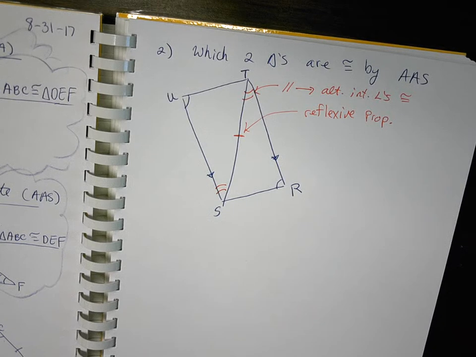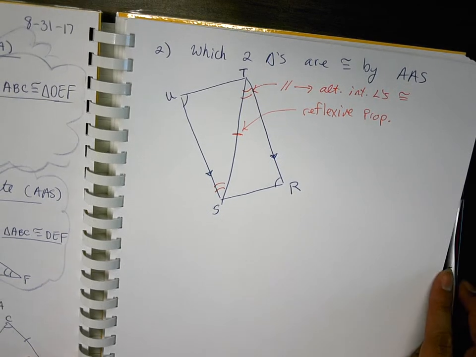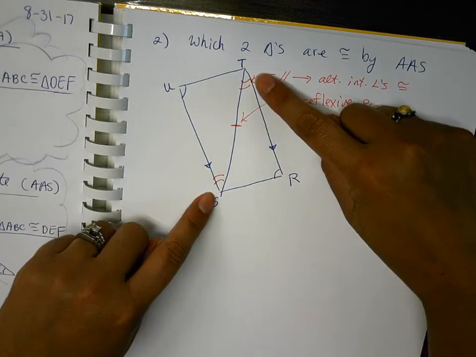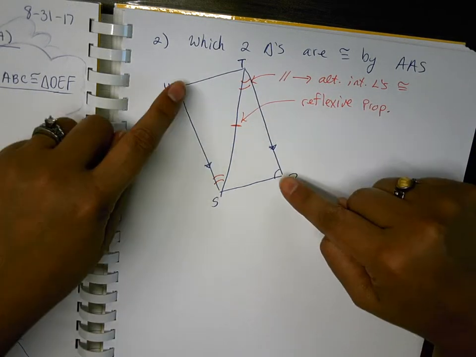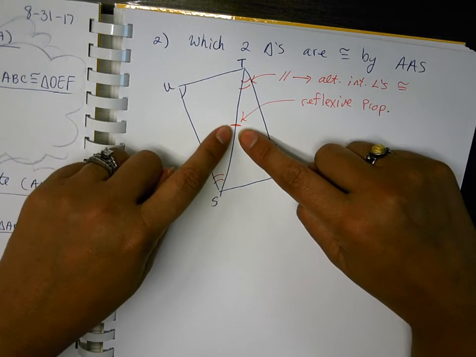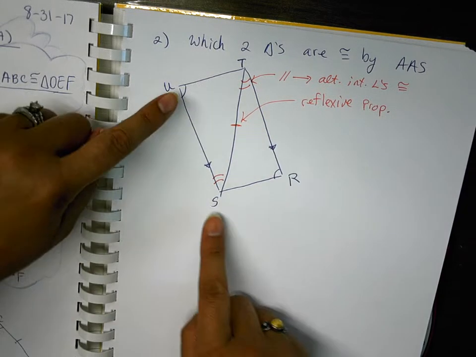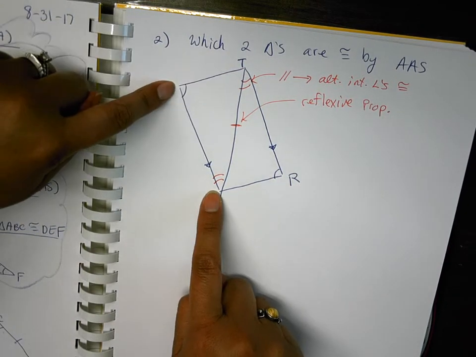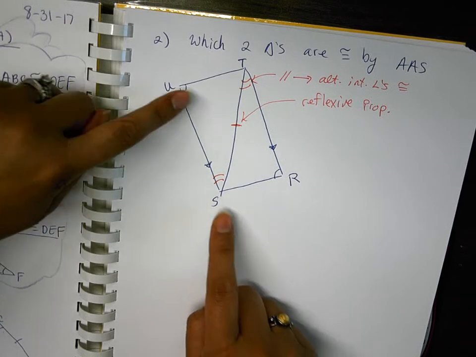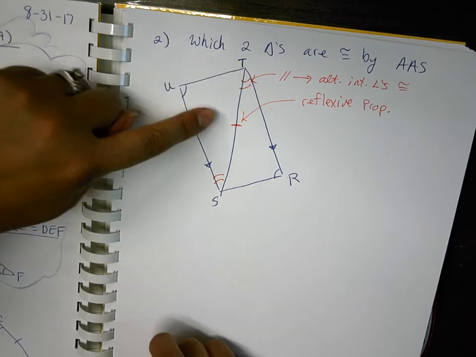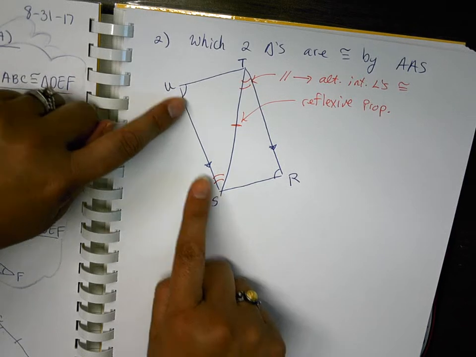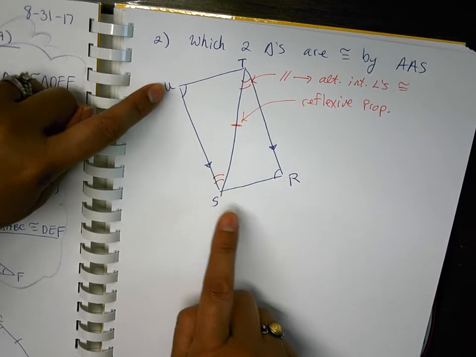All right, now, where's my angle marking? There's an angle marking here. There's an angle marking here. And a side. Angle, side. Is that side included or not included between these two angles? Here are the two angles. Here's the side. Is that side included or not included? Included means it's sandwiched between the two angles. Which side is included between these two angles?